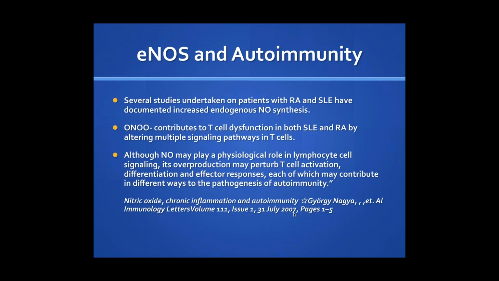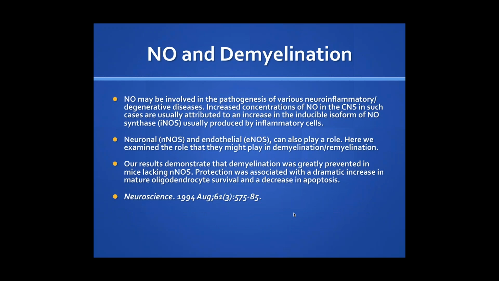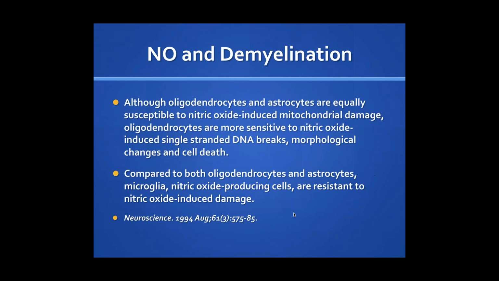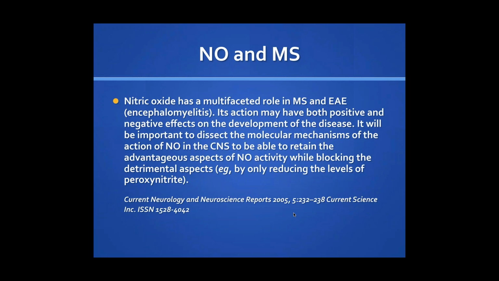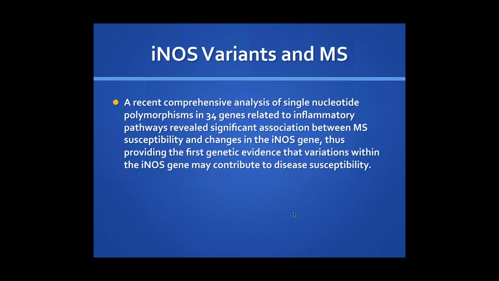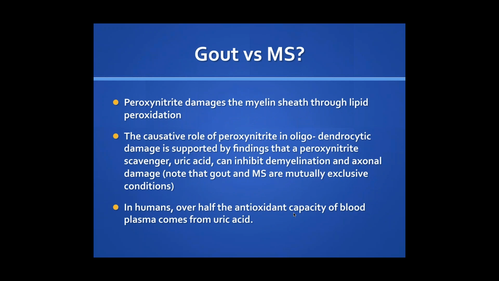There was some association with autoimmunity, and here are some studies. And demyelination, for sure, has been shown with excess peroxynitrite formation. There are more demyelination studies, MS studies. An interesting little tidbit here: peroxynitrite damages the myelin sheath through lipid peroxidation. The causative role of peroxynitrite in oligodendrocyte damage is supported by findings that a peroxynitrite scavenger, uric acid, can inhibit demyelination and axonal damage.